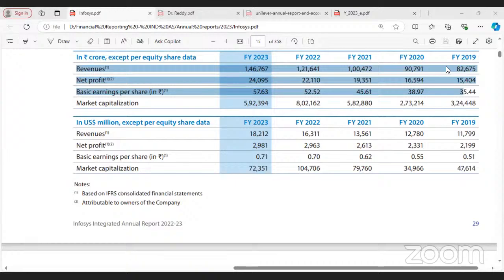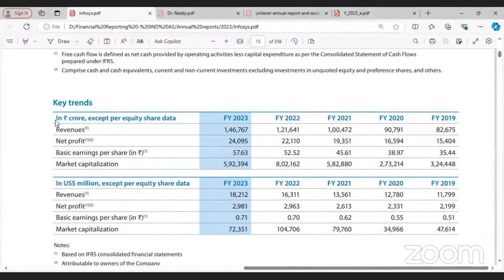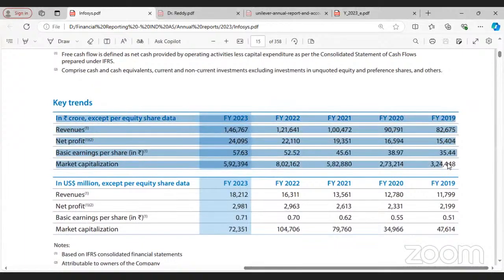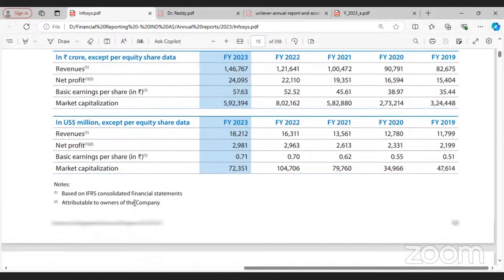Fine, thank you. See, this is the Infosys annual report. Look at this. The first one is purely prepared based on Ind AS: revenue, net profit, EPS, market capitalization. This is based on Ind AS. Since Infosys listed its securities on NASDAQ, it has to prepare its financial statements based on IFRS also: revenue, net profit, EPS, market capitalization. So based on IFRS, consolidated financial statements.